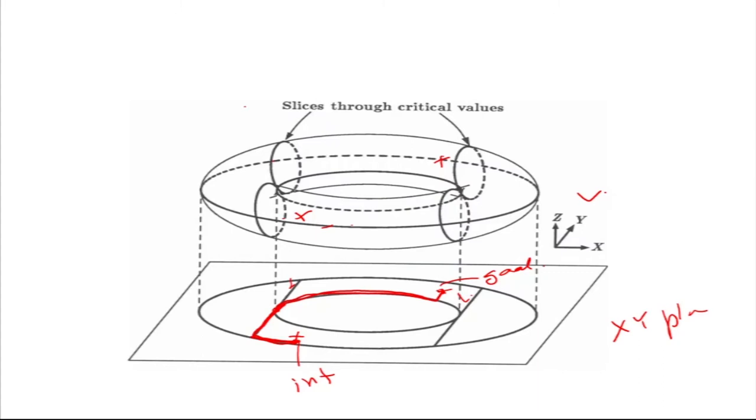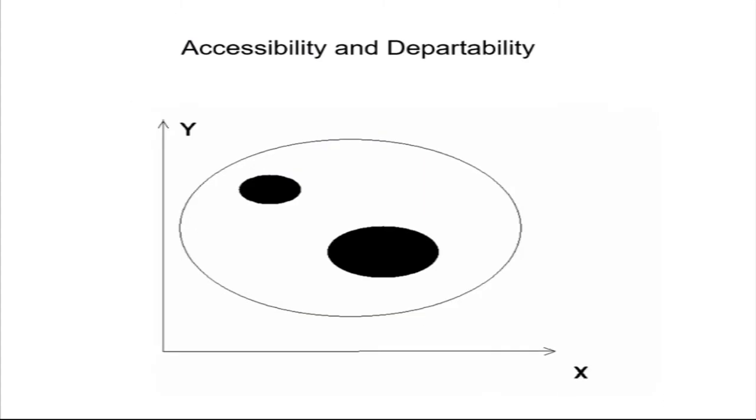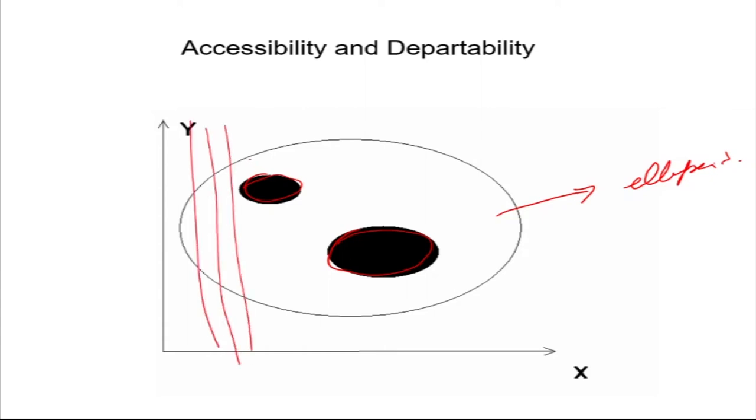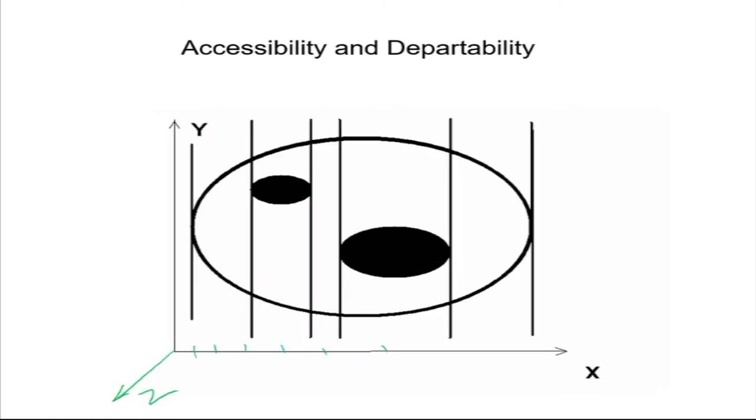These are some more examples, on accessibility and departability. Suppose you have an ellipsoid, again like this, and this is an obstacle. I'm going to pass my hyperplane, and this hyperplane is going to touch it there, and this is my critical point now. So the first thing we do, we slice it and get our critical points. Now I've got my critical point here, here, here, and here.